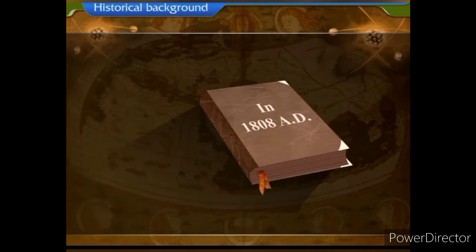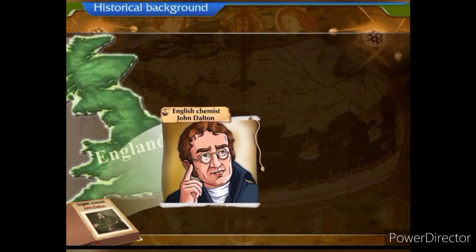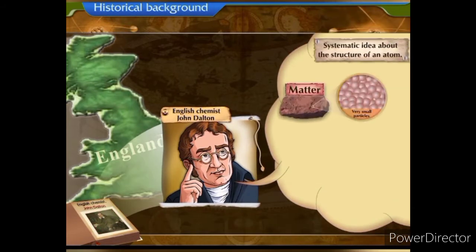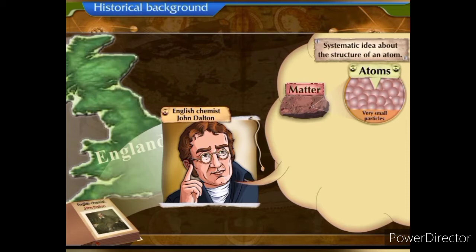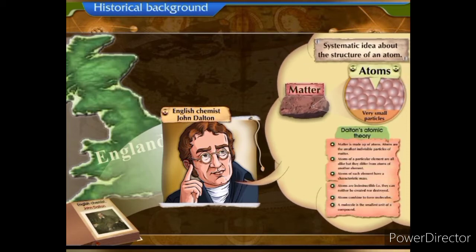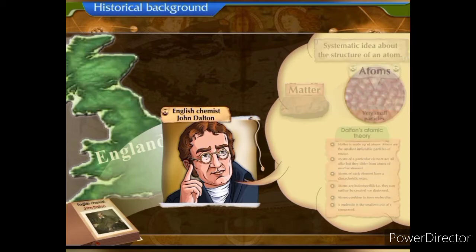In 1808 AD, an English chemist, John Dalton, gave a systematic idea about the structure of an atom. His ideas are grouped together and known as Dalton's atomic theory.